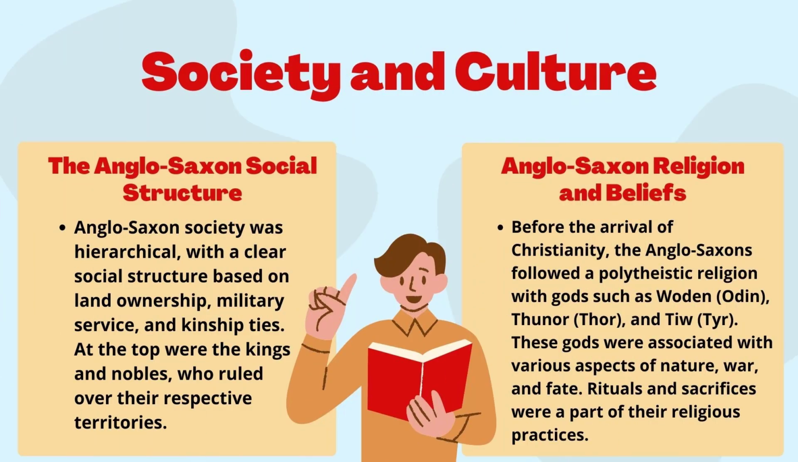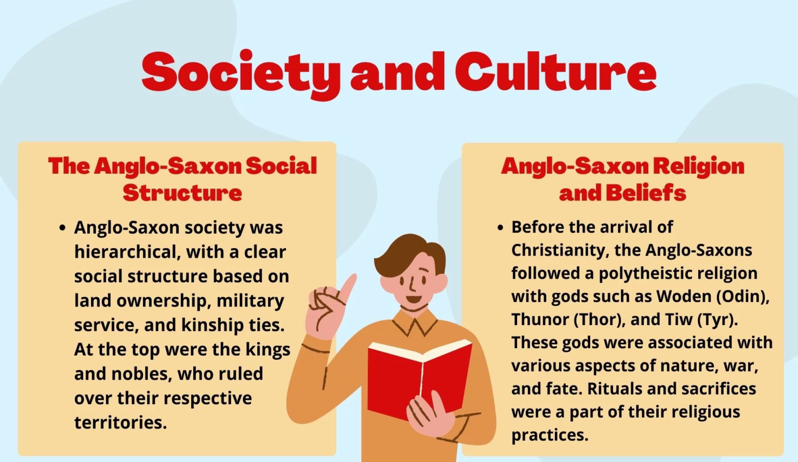Society and culture. Anglo-Saxon society was organized with a clear social structure based on land ownership, military service, and kinship ties. At the top were the kings and nobles who ruled over their respective territories. Below them were the freemen who could own land and were often warriors or farmers. At the bottom were the slaves who had few rights and worked the land for their masters.